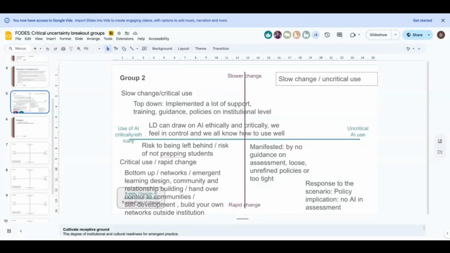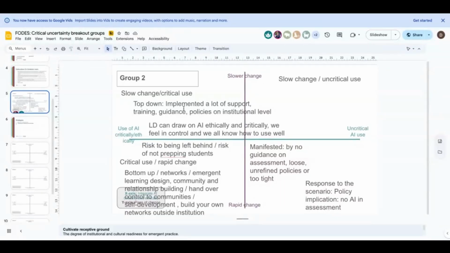You're using it for your personal enrichment. And this is what personal enrichment looks like, so we can safeguard or guide away from lazy thinking, if that makes sense. So it feels like it sits in using AI critically with slower change, but it's not restrictive. Yeah. So using AI critically, slower change. So that top left-hand corner.